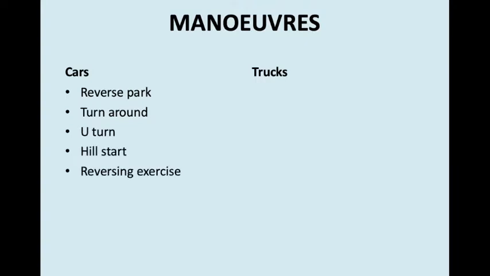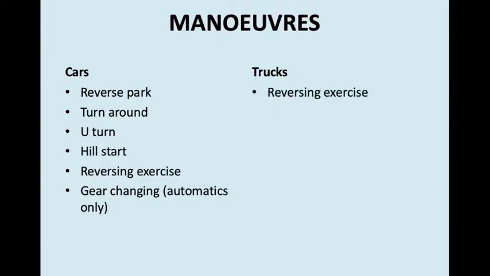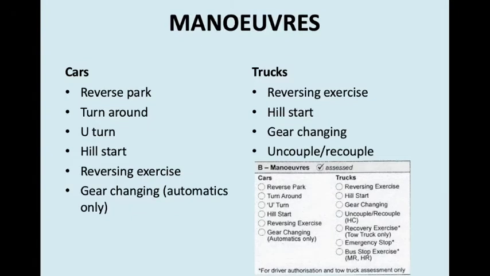Now we'll go through the manoeuvres for the cars and the trucks. For the cars, we've got the reverse park, turn around, U-turn, hill start, reversing exercise, gear changing for automatic drivers only. In the trucks, we've got the reversing exercise, the hill start, the gear changing exercise, the uncouple, recouple. And that's in Section B on the driver assessment report form. And the assessor will tick the box for the items that are covered in the assessment.